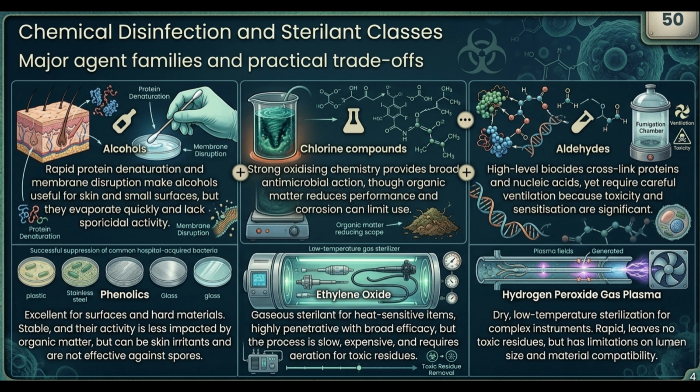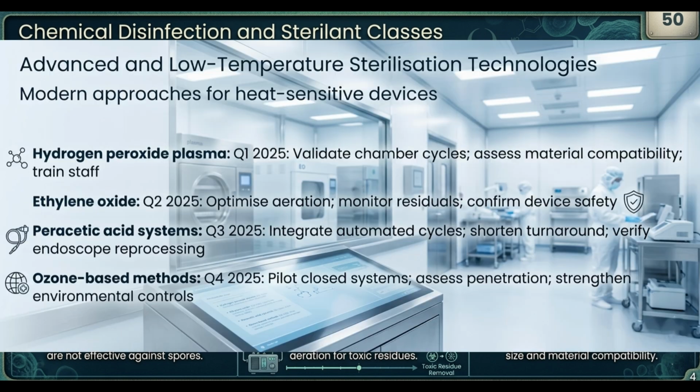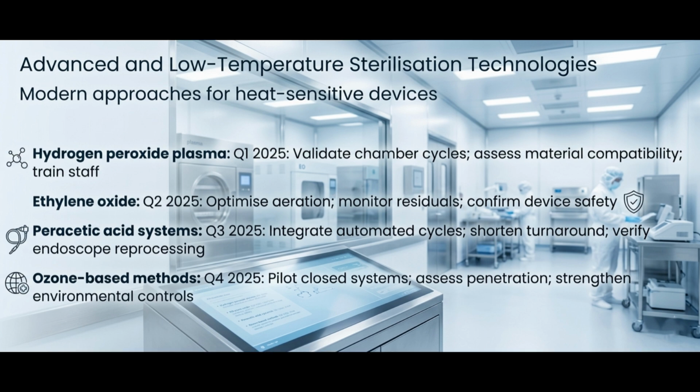Looking towards the future, we are adopting low-temperature technologies like hydrogen peroxide plasma and ethylene oxide. These are essential for modern, heat-sensitive medical devices, ensuring they are sterile without being damaged.